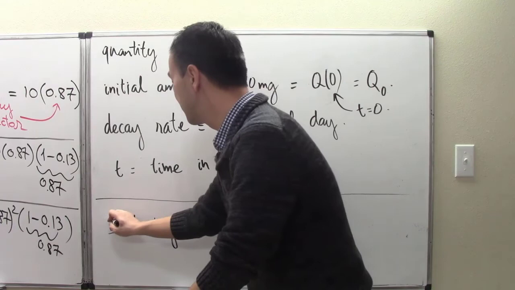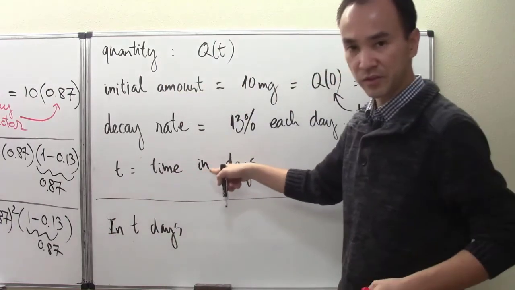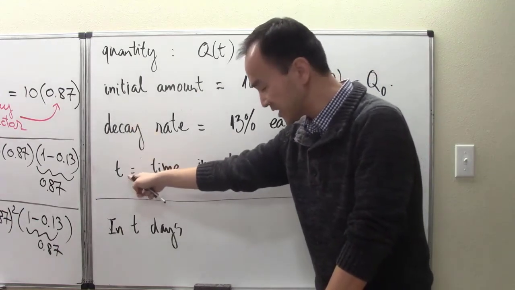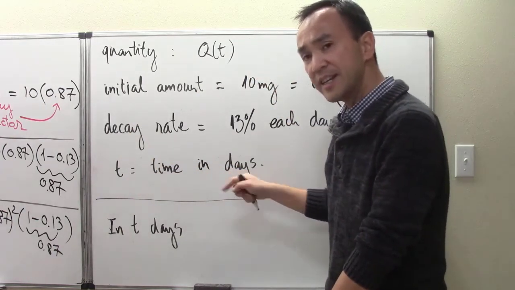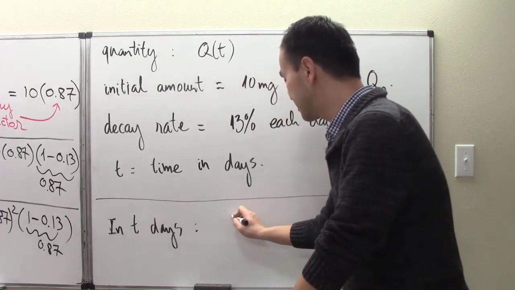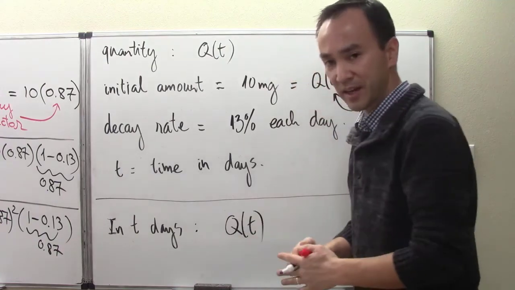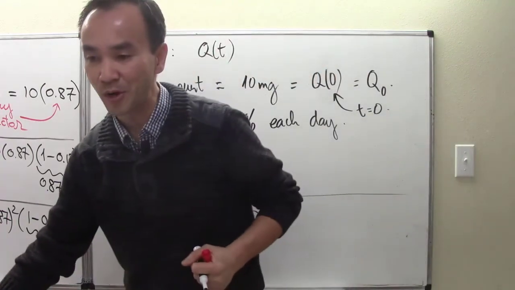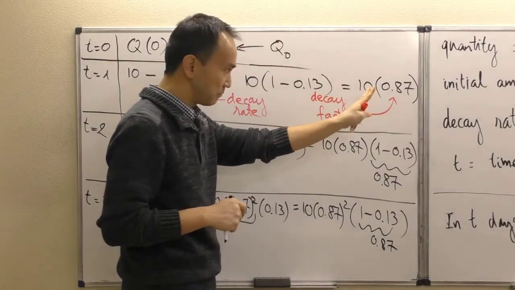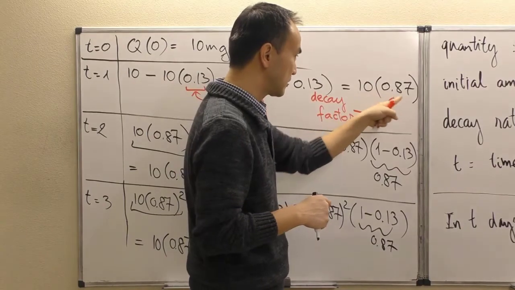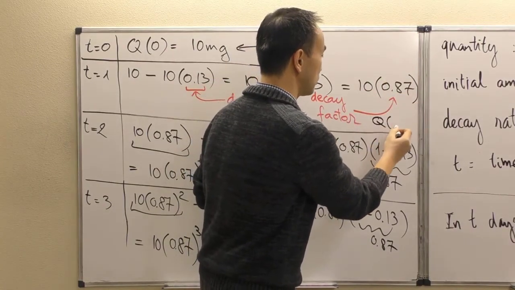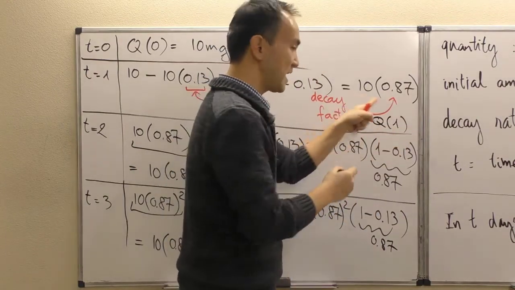Because now, the wording in the description here on the board is that time is a variable. T is a time variable that's measured in days. So in t days, the quantity is expected as Q of t. And I can also swing back to the other board and make some extra notes. This quantity, 10 times 0.87 to the first power, is referred to as the quantity in 1 day. This is Q1.